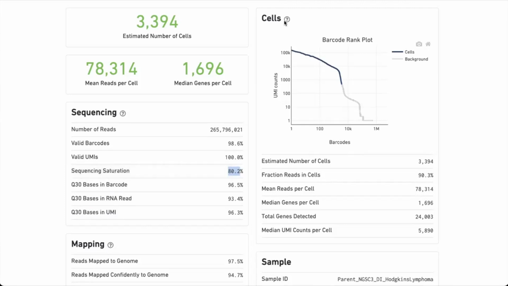Do you have a question? Yes, Åsa, sorry for interrupting. Yeah, no worries. Can you try to explain the inflection point in this knee plot? Yes.